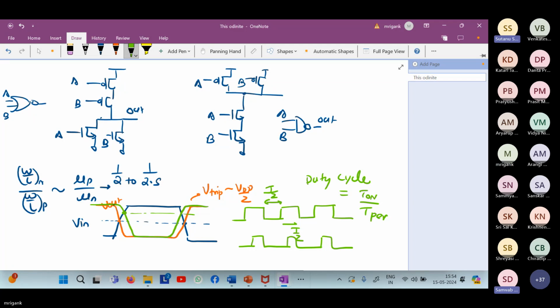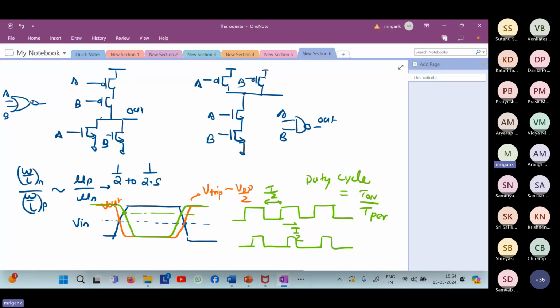So if NMOS is getting weaker, then the falling edge, when Vout falls, will be affected. So who is responsible for the falling edge? NMOS, right? Because NMOS has to pull it down. So if the NMOS is becoming weaker, the falling edge will be more sluggish, right? And the rising edge will be faster. So it will further degrade the duty cycle also, right? So this rising edge, falling edge problem, because of the sizing inequality or the on resistance being unequal, if your NMOS is becoming weaker, it will make the falling edge sluggish.